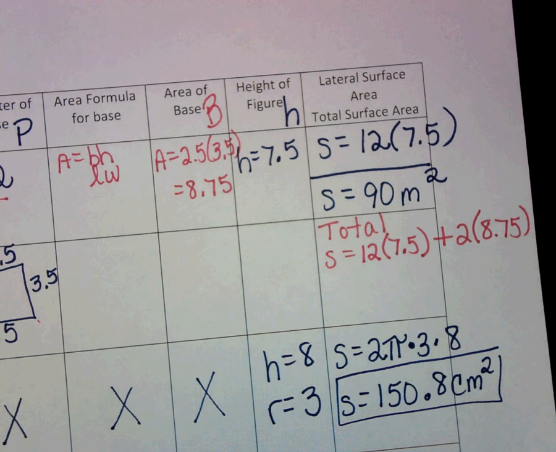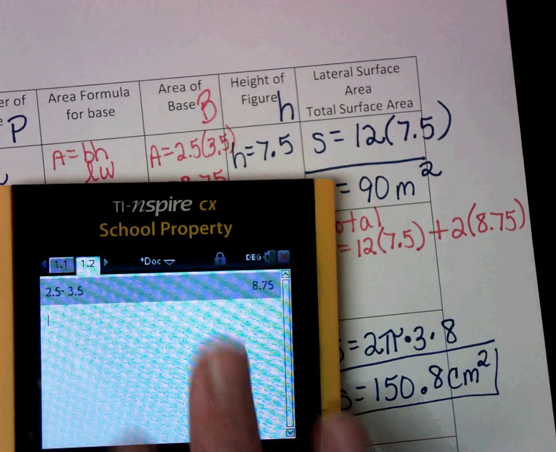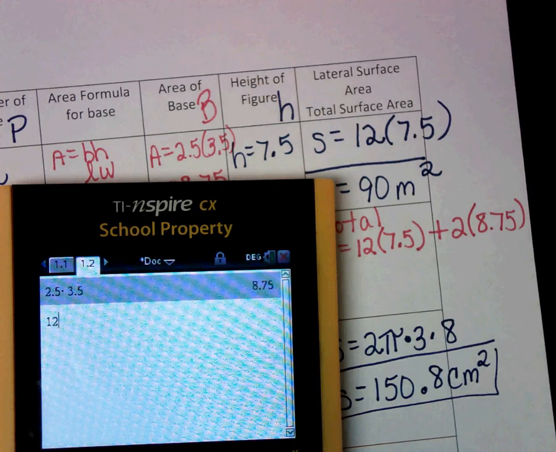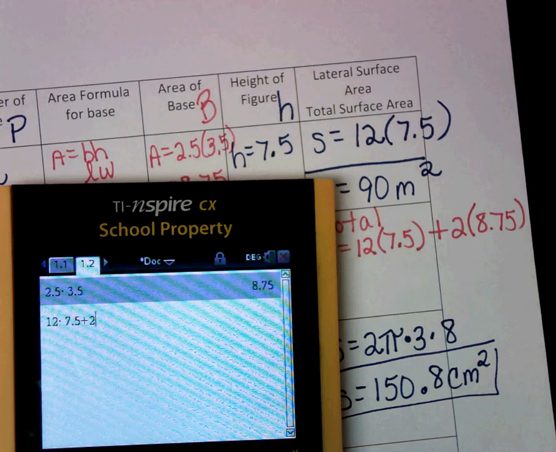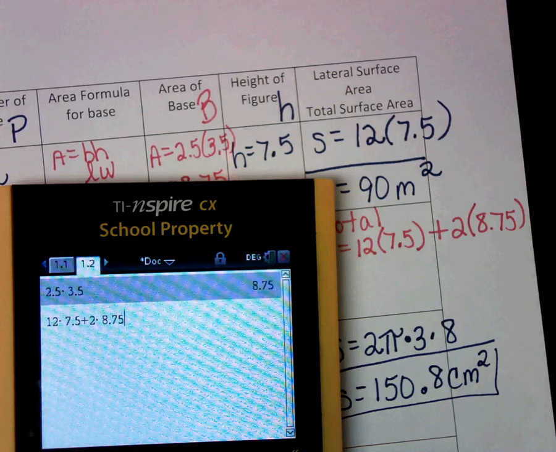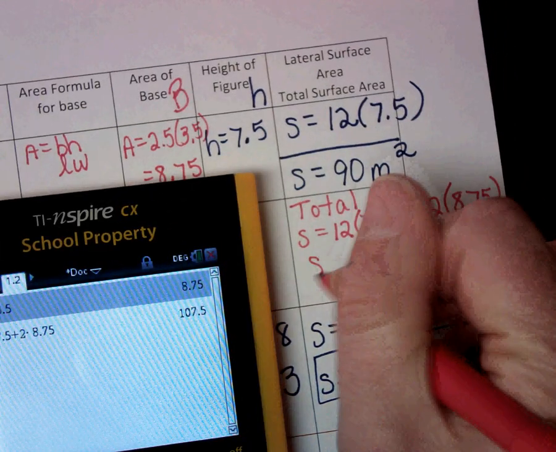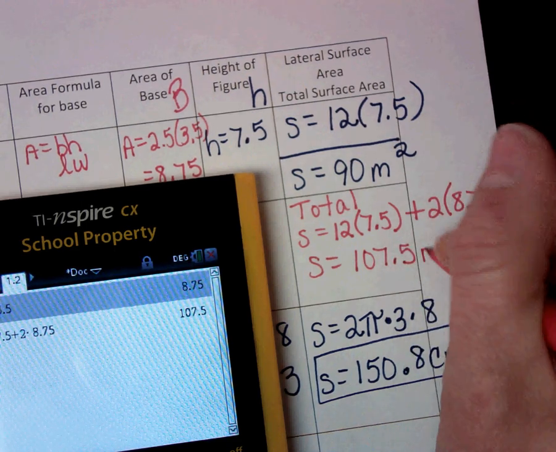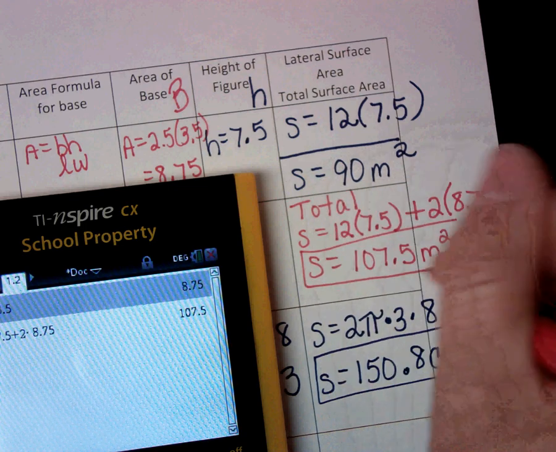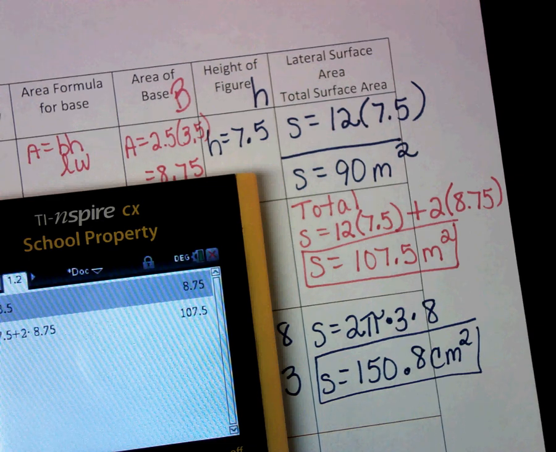You can do it in pieces, or you can put this in your calculator all at once. You don't have to do it little by little. We can do 12 times 7.5 plus 2 times 8.75, and then hit enter. And we get our total surface area to be 107.5, and it would be meters squared. That is our total surface area. So pause the video for a minute and look at your numbers. Make sure you understand where we got what we got.